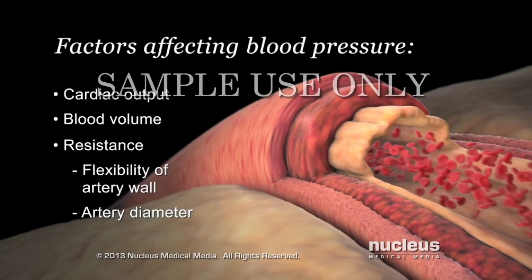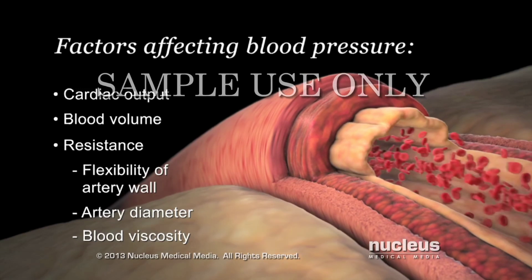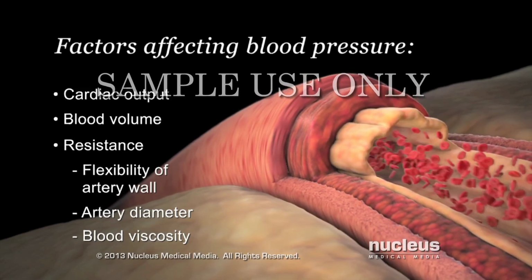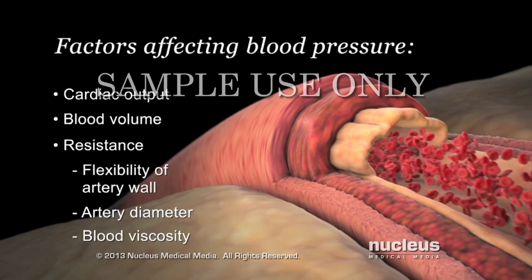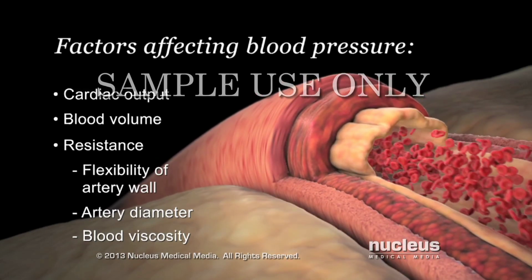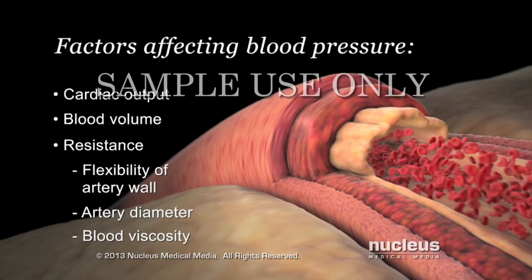A third resistance factor is blood viscosity, or thickness. In your blood, more particles, such as proteins and fat, increase viscosity. If your blood is thicker, your blood pressure goes up as your heart works harder to push it through your arteries.